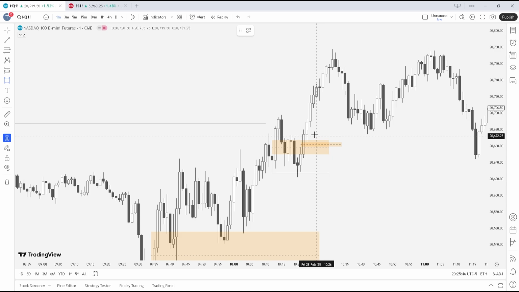So we have these BISIs that are created right here. And these all hold, or at least they don't get disrespected, because we just swept sell side and we are bullish. And then now the question is, how high do we go?